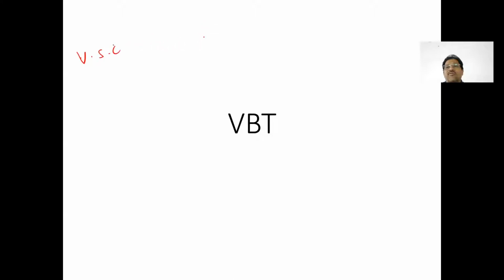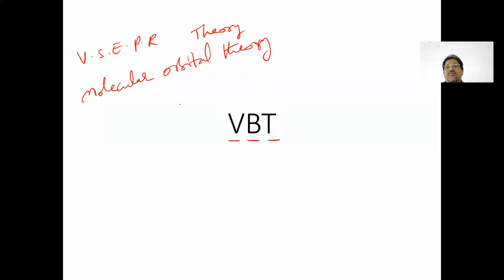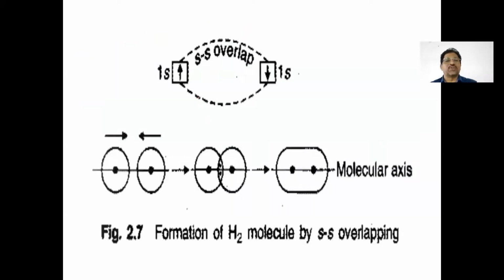VSEPR theory, valence bond theory, and one more, molecular orbital theory. These three theories we are going to discuss from chemical bonding. Is that clear? So what is VBT here? Valence bond theory. This one we are going to discuss today.